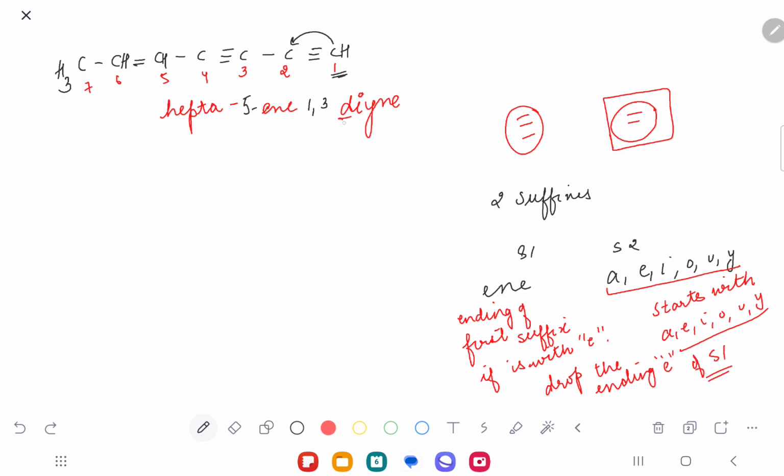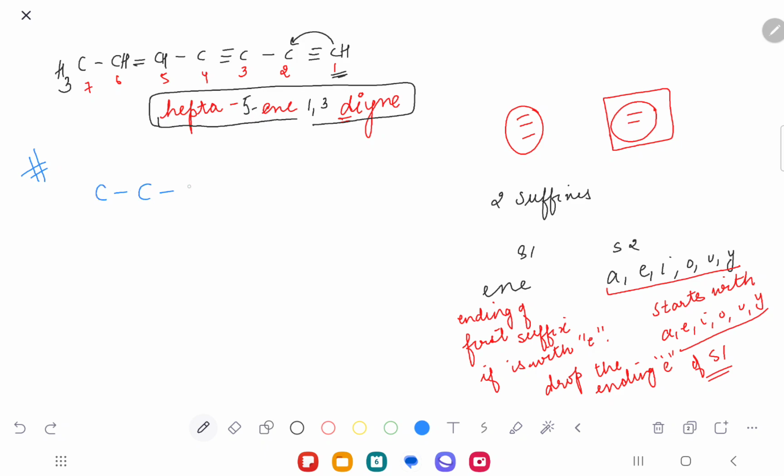But here the second suffix is starting with d, so I cannot drop this e. So here I will not be dropping the first suffix e. Do you understand the rule? So the name shall be hepta-5-en-1,3-diine. You write down the numbers here for the starting carbon of that particular triple bond or double bond. Like for example, here the triple bond is starting at 1 and ending at 2, and the triple bond is starting at 3 and ending at 4. Are you understanding? So that's how we name the compounds.